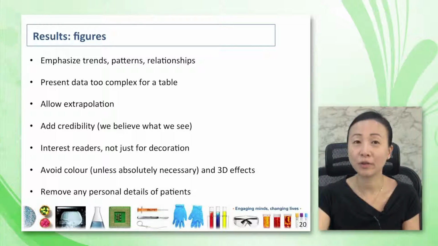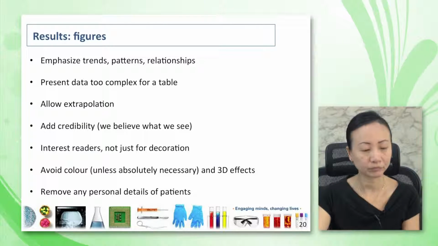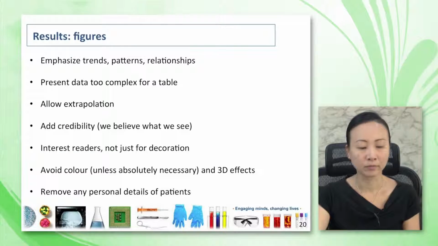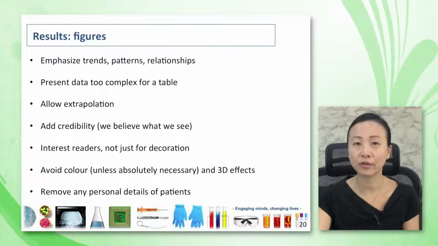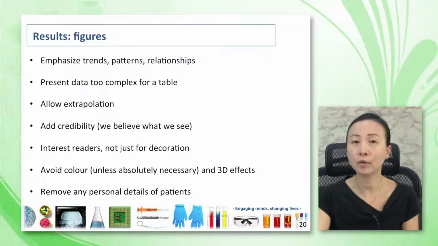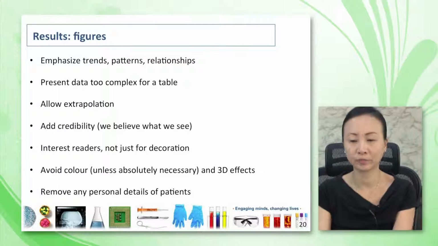And lastly, but very importantly, remove any personal details of patients, such as their name, date of birth, and patient number. If you do need to include a photograph of a patient's face, note that it is no longer acceptable to just use a black bar to cover their eyes in order to protect their identity. You will still need to obtain patient consent before you can use that photograph, and be sure to submit the patient consent to the journal office together with your manuscript.